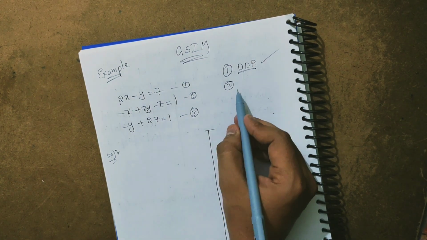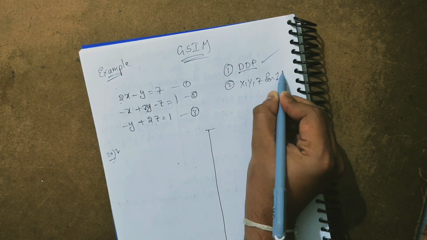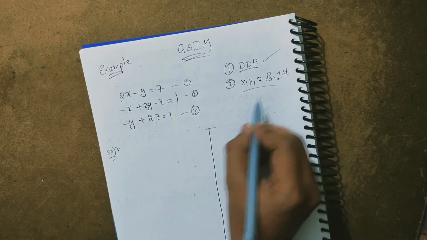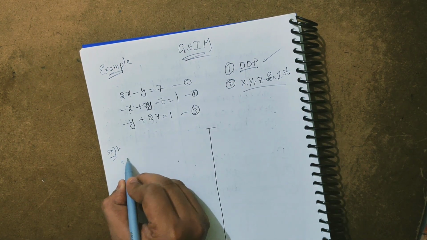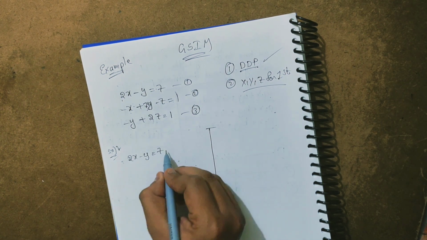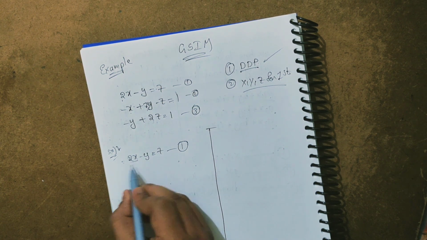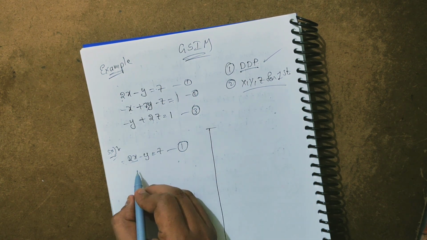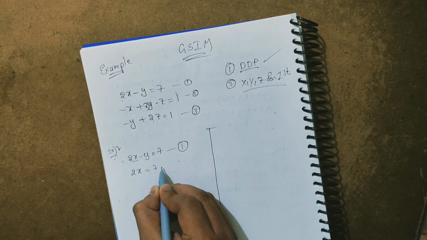What is the second step? We have to find the x, y, z values for the first iteration. Okay, let's see how to find the first iteration. Let's write these equations again. 2x minus y equal to 7, first equation. Let's keep x on the left side and the remaining unwanted variables on the right side. That is nothing but 2x equals 7 plus y.